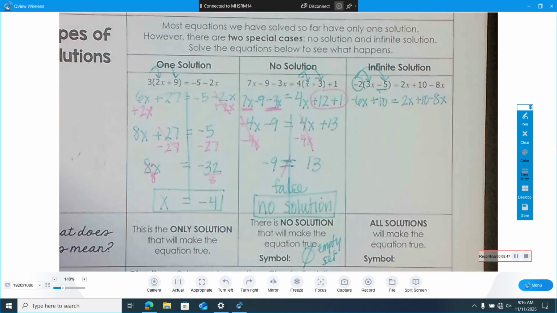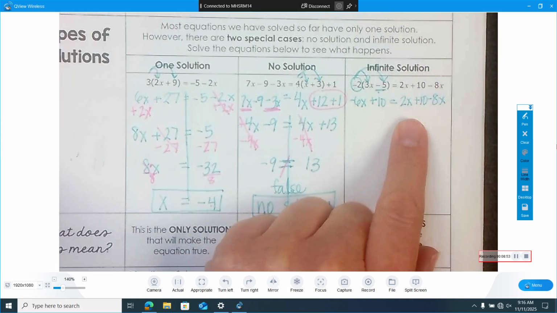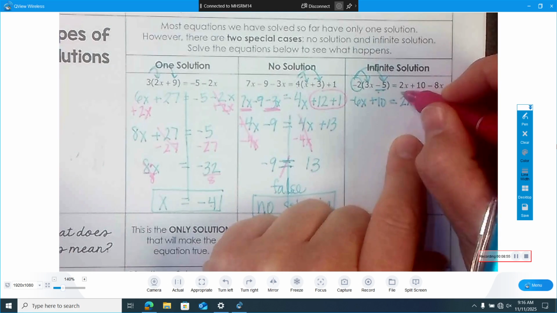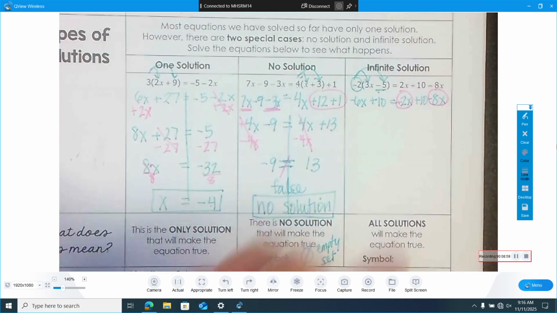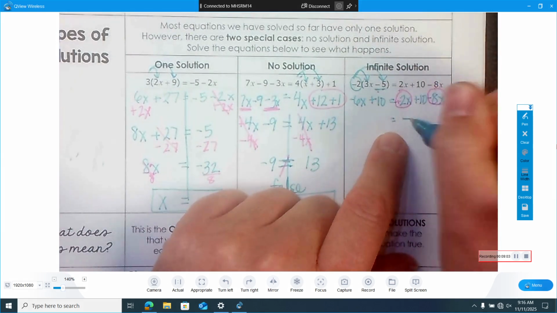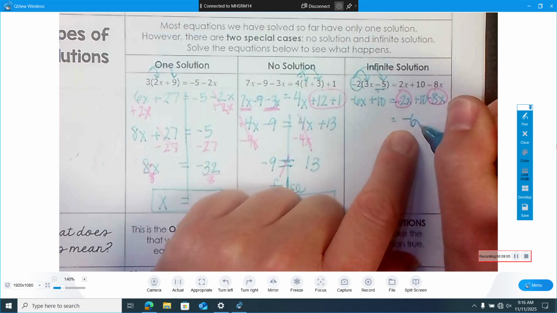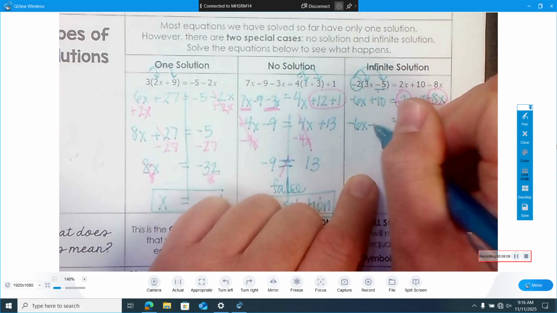Okay, then what do we need to do? Combine like terms. The left looks just fine, but on the right side, what do I need to combine? Yeah, my positive 2x and my negative 8x. Positive 2x and negative 8x, who wins? The negatives win by 6. So negative 6x plus 10 equals negative 6x plus 10.